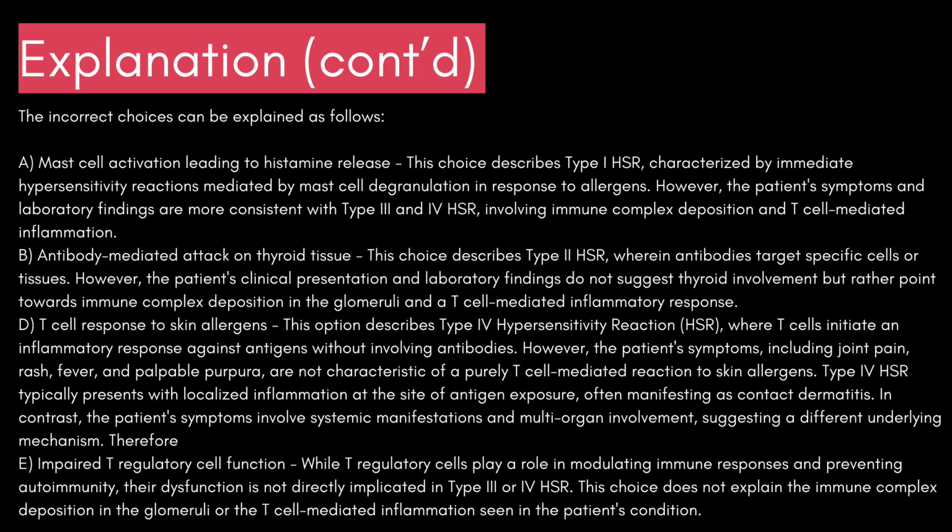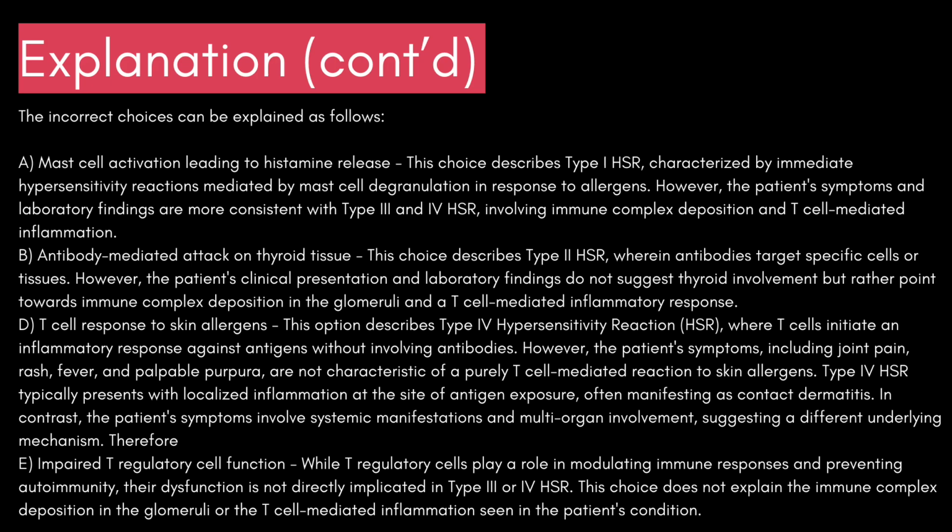This option describes type 4 hypersensitivity reaction, HSR, where T cells initiate an inflammatory response against antigens without involving antibodies. However, the patient's symptoms, including joint pain, rash, fever, and palpable purpura, are not characteristic of a purely T-cell mediated reaction to skin allergens. Type 4 HSR typically presents with localized inflammation at the site of antigen exposure, often manifesting as contact dermatitis. In contrast, the patient's symptoms involve systemic manifestations and multi-organ involvement, suggesting a different underlying mechanism.